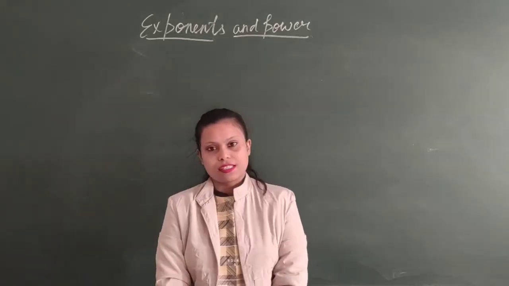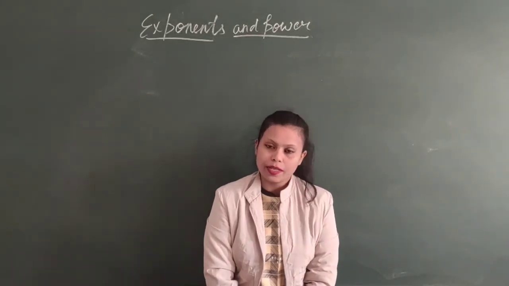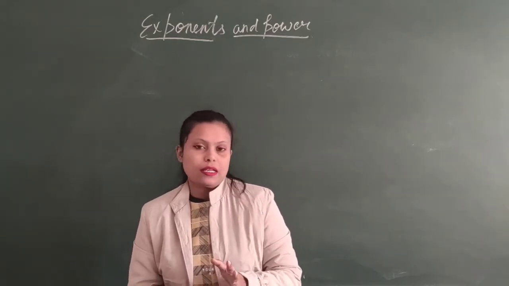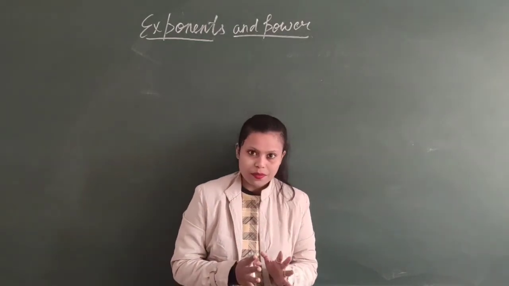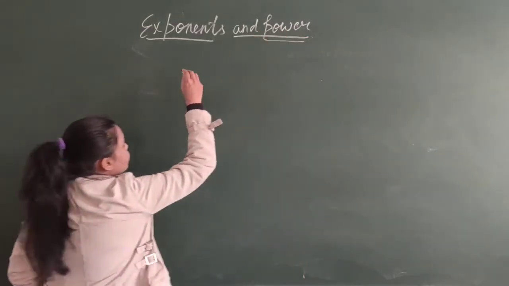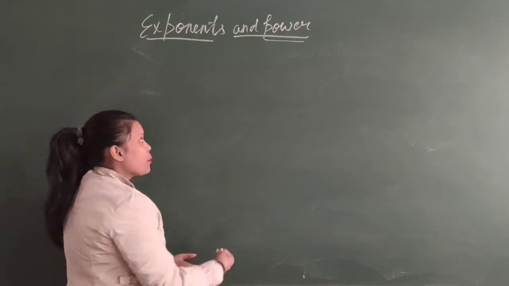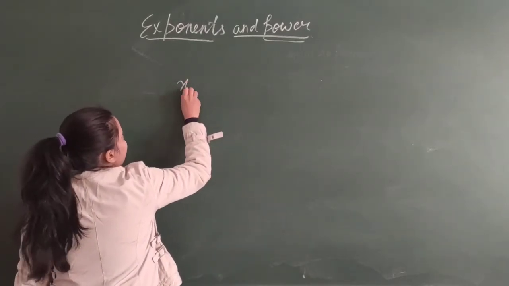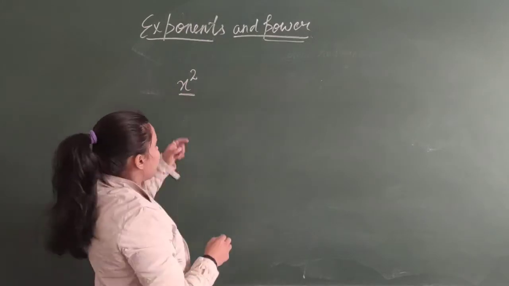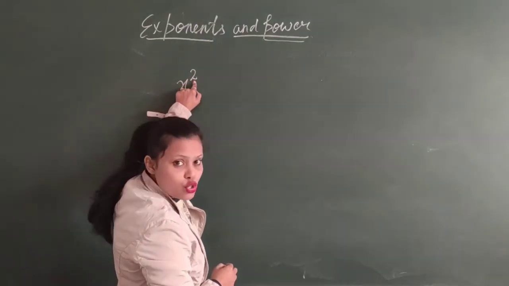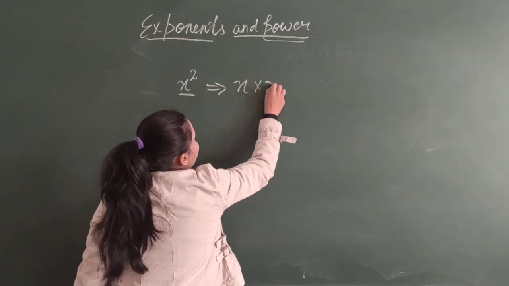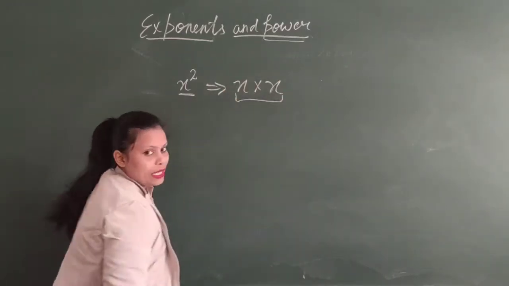Hello everyone, this is Neha and we are studying exponents and powers. As we have done two chapters, that is cube and square, we know what a power is. Let's revise them. Like it is given x square, or we can say x raised to the power 2. It means x is going to multiply twice.